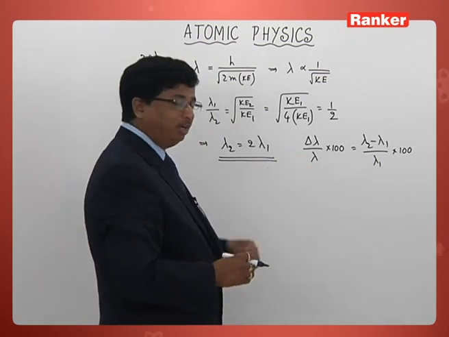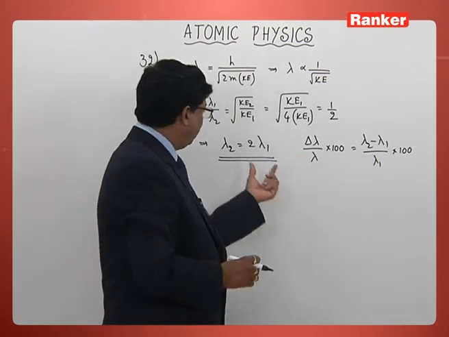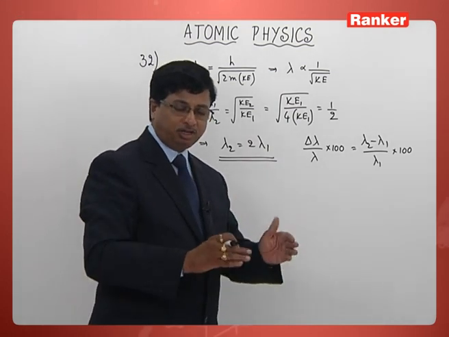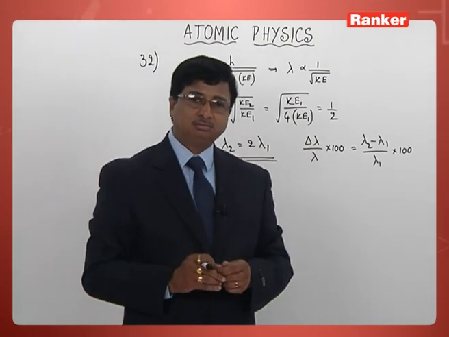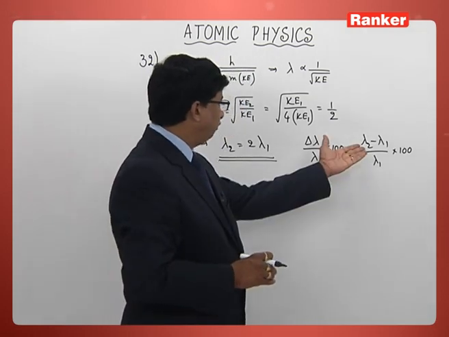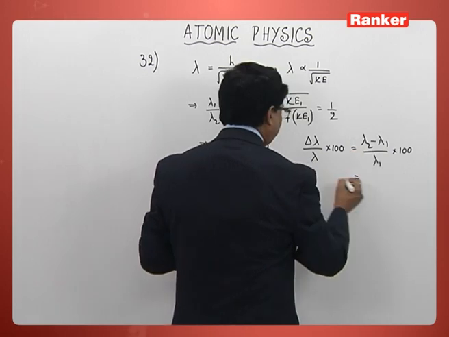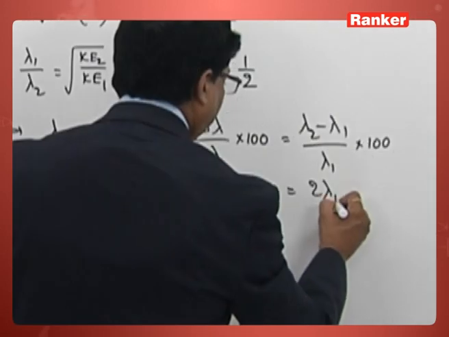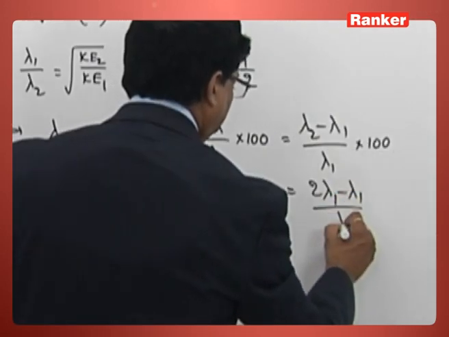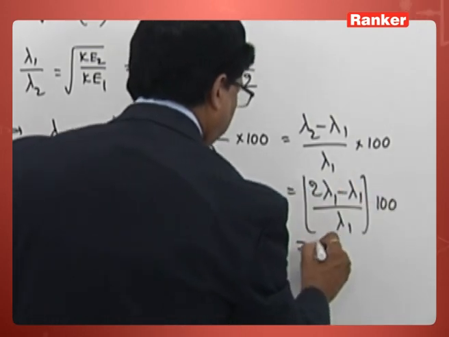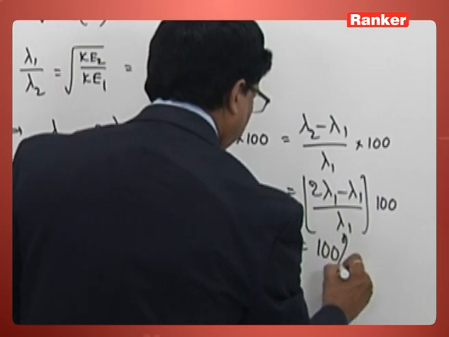At the standard of JEE level, generally you can understand that the moment it is doubled, you can come to the conclusion that its increase is 100%. Otherwise, there is a formula like this: (lambda 2 minus lambda 1) by lambda 1 into 100, which is (2 lambda 1 minus lambda 1) by lambda 1 into 100. So how much is it now going to be? 100%.